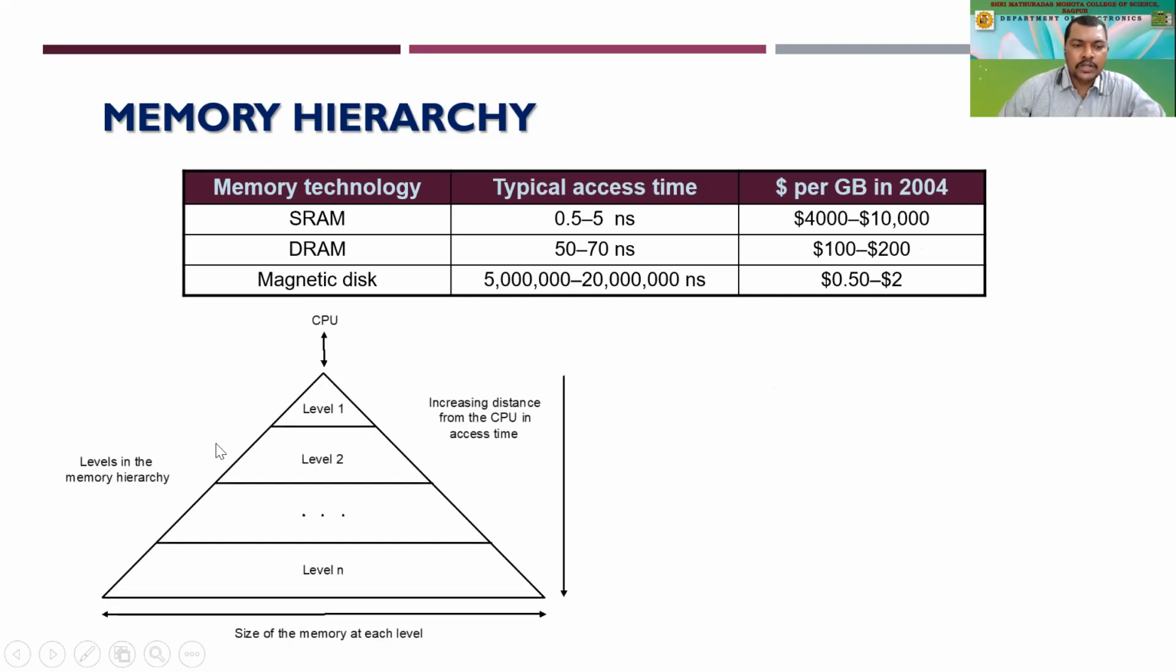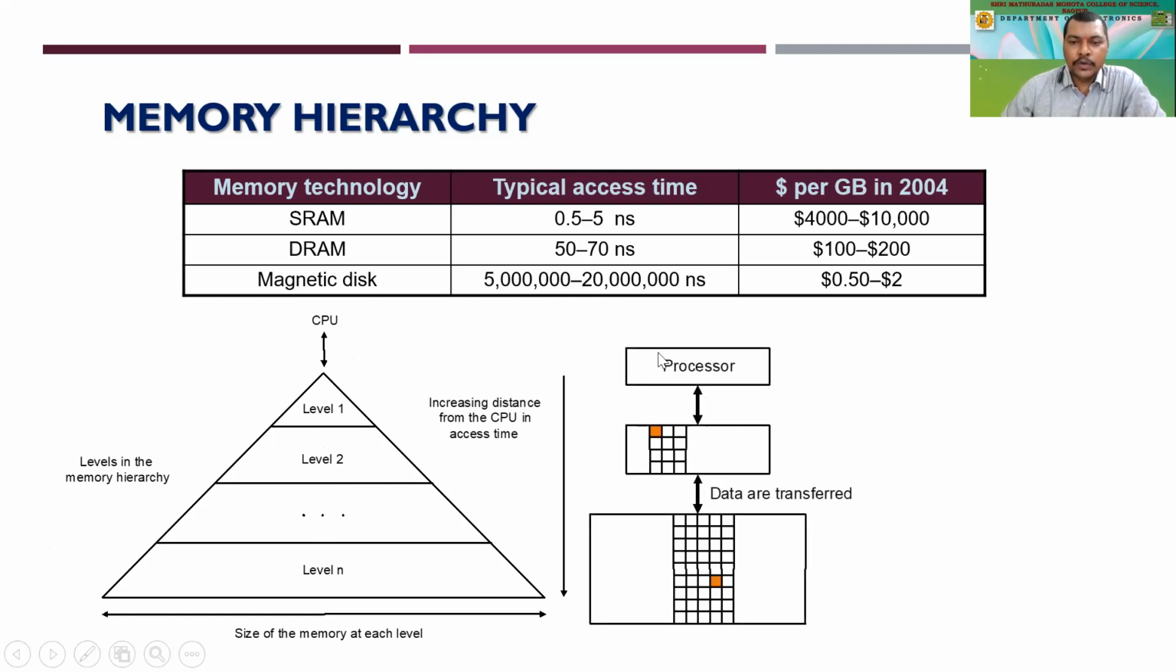This is what the hierarchy shows. We have level 1, level 2, up to level n. Here the memory increases in size, with increasing distance from the CPU and increasing access time. We have the CPU on the top, and it is a pyramid-like structure, with the size of the memory at the bottom. So as you go on increasing the distance from the CPU, the size of the memory increases, right? I will show you again, and this is how it goes.